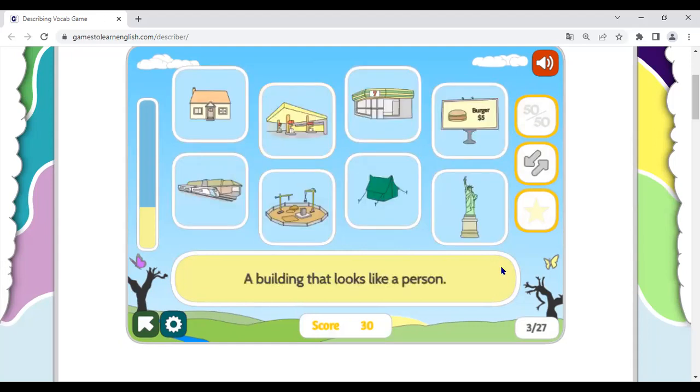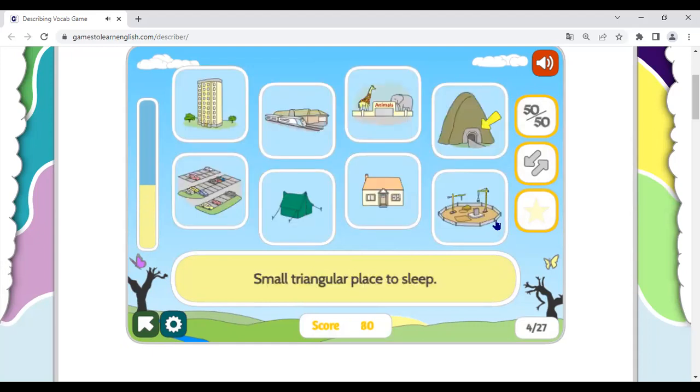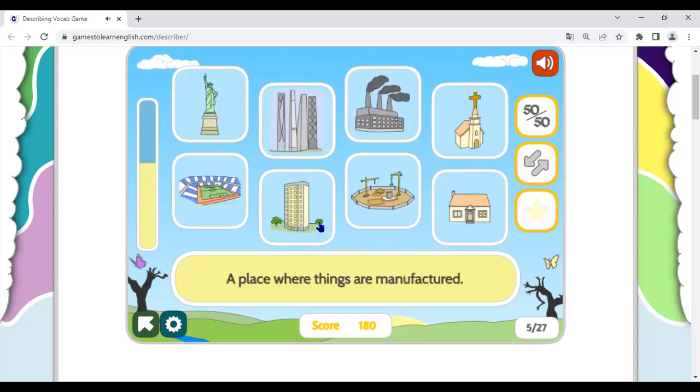A building that looks like a person. Yeah. Statue, I don't know. It's correct. Statue. Okay. Small triangular place to sleep. If you don't remember, say the number. No, I don't remember. Camper or something like that. Let me show you. Listen. Tent. Yeah, okay.